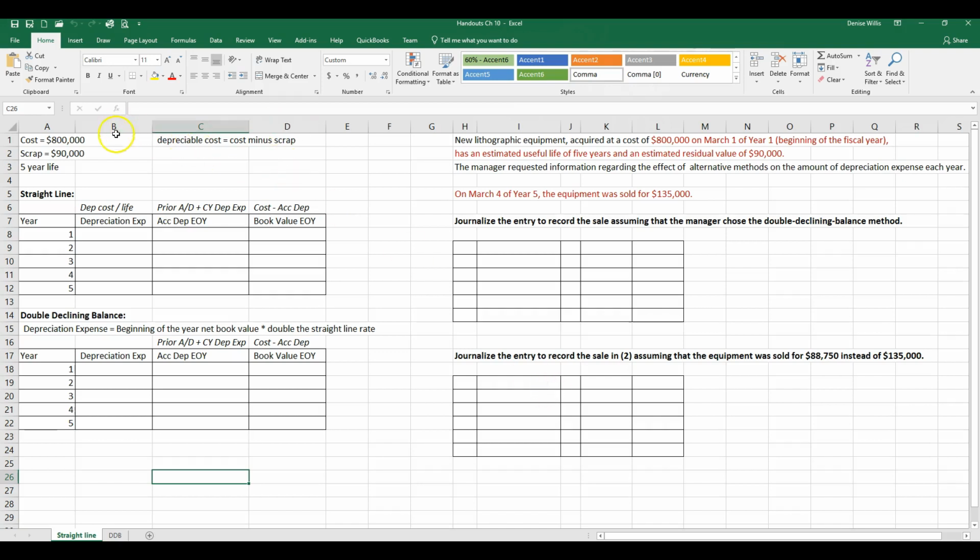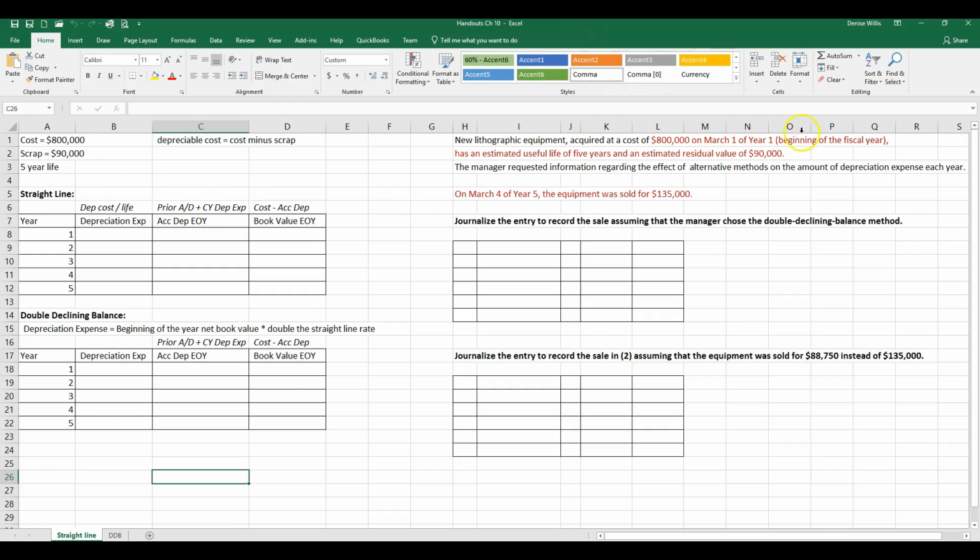Okay, so over here I have picked out the details that matter to us for calculating the depreciation. Our cost is $800,000. The scrap or residual value is $90,000. And I've just put some notes up here. The depreciable cost equals cost minus the scrap value. So in total we want to be able to depreciate here $710,000. That'd be the $800,000 minus $90,000, and we're going to do that over 5 years.